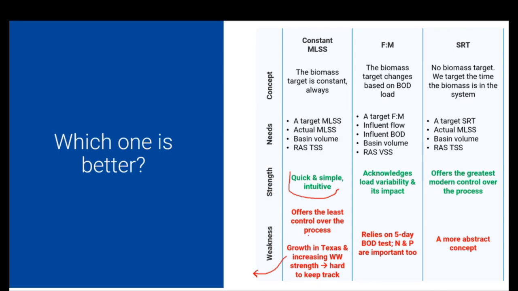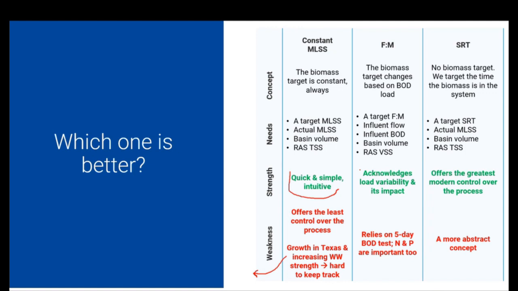The second method is the F to M approach. This is where you're targeting that F to M. So you're looking at your influent BOD and trying to keep an F to M ratio. You're trying to waste the system out based on your BOD coming in and your mixed liquor inventory in the system. So you'd basically be doing that calculation that we just did every day.